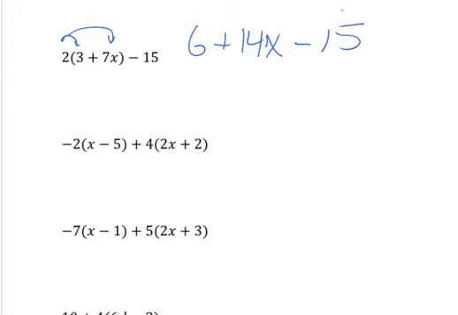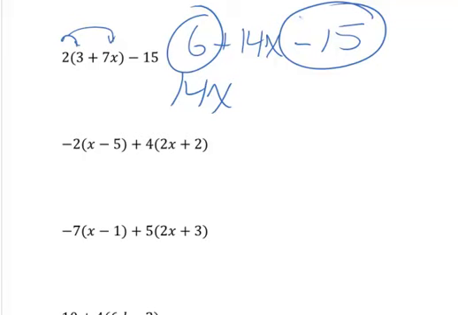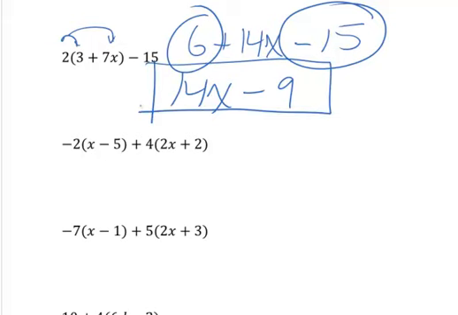Now notice I'm not multiplying my minus 15 by my 2 because that 15 was not in the parentheses. I'm going to go ahead and bring down my 14x. And we can combine 6 and minus 15 to leave us with a minus 9. And there's my final answer.